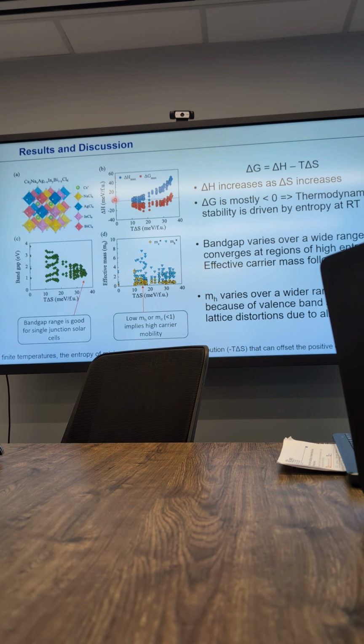But basically, here this is 0, and if your delta G is less than 0, negative means it's more favorable, right? So that's what they did, and the delta G was mostly less than 0. So they said that the thermodynamic stability of the system is driven by entropy. Even though when you match up the equation, your T delta S is, let's say, 10, and your delta H is also less than 10.